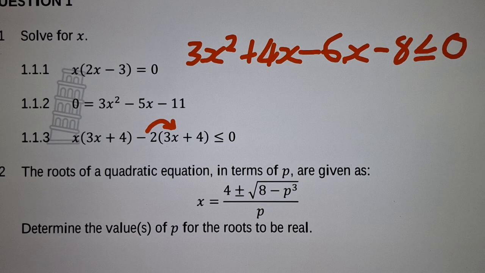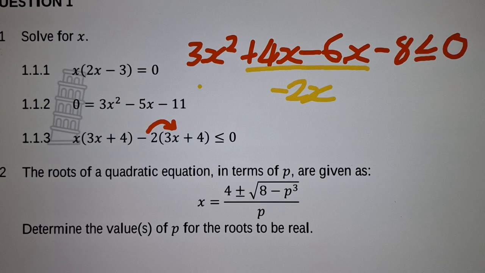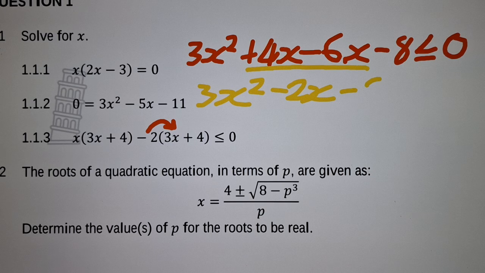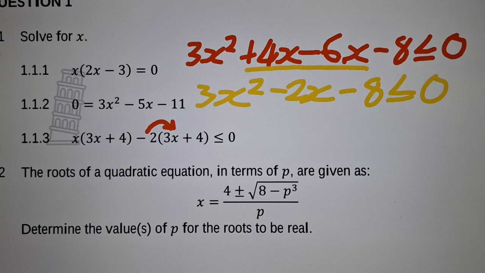Then we just add the like terms. We have like terms here in the middle: 4x minus 6x, which will give us negative 2x. So we have 3x squared minus 2x minus 8, less than or equal to 0. Then okay, we have a trinomial here, guys. This is a trinomial that we have. So in this trinomial, let's just try to factorize in this case.